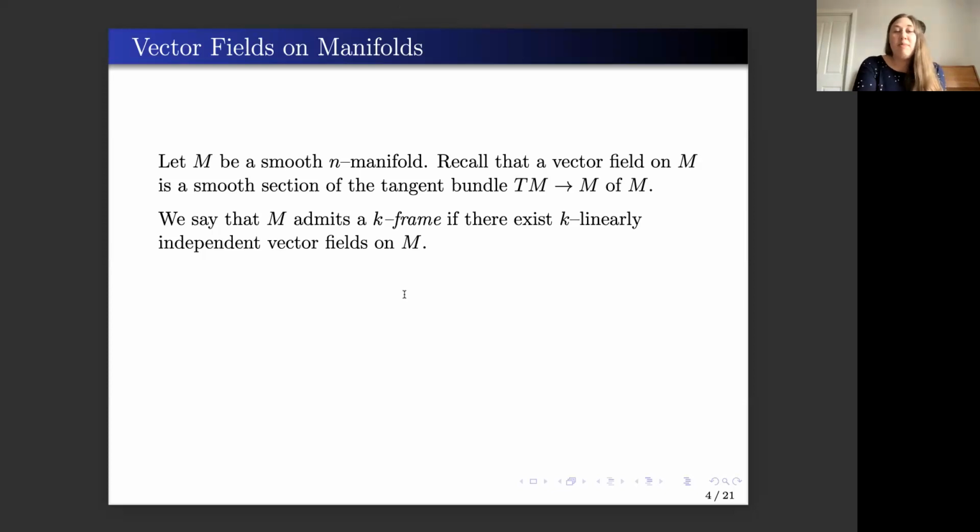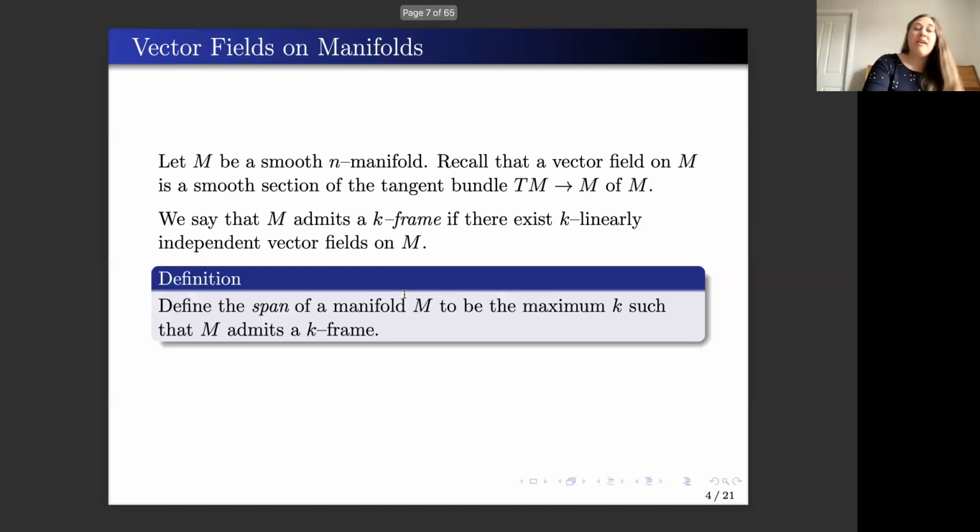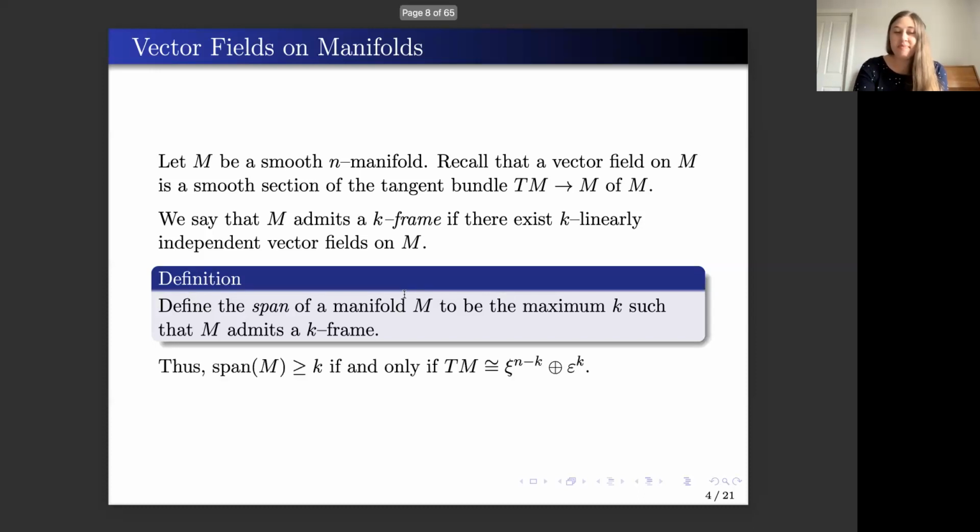We will say that M admits a k-frame if there exist k linearly independent vector fields on M. So you can think of a k-frame as, for every point on the manifold, you assign k tangent vectors, and those k tangent vectors need to form an n by k orthogonal matrix if they're linearly independent. And finally, we define the span of a manifold to be the maximum k such that M admits a k-frame.